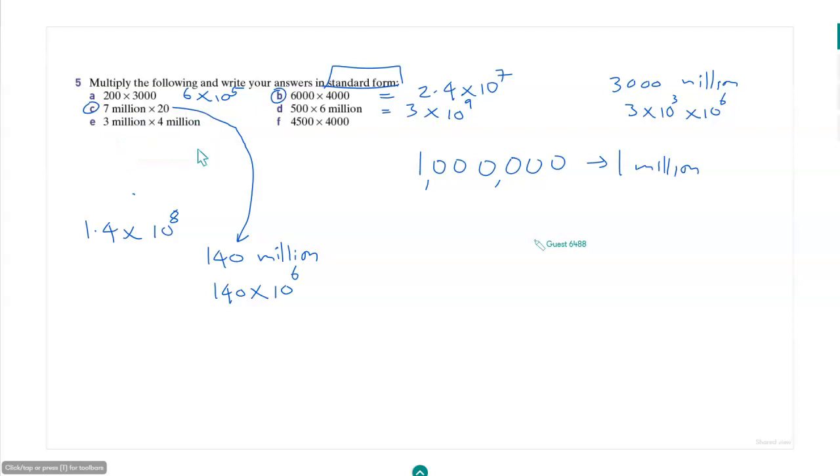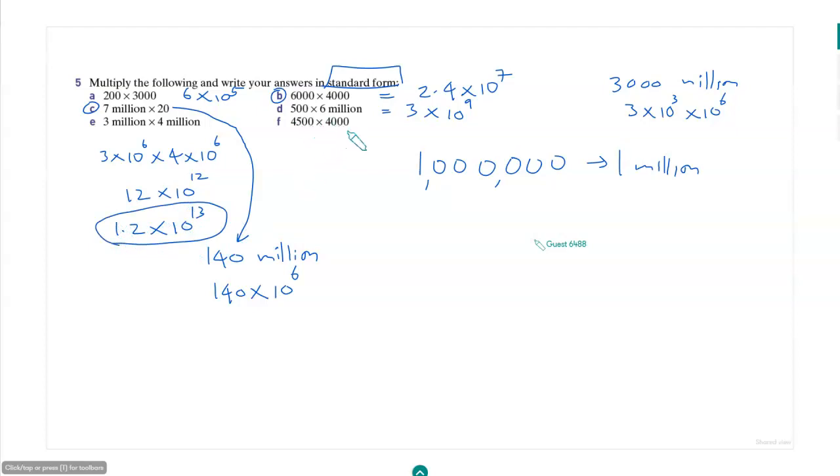See, whenever you find a million, billion and all, just write the power of 10 for that. So 3 million means 3 times 10 to the power of 6. And then 4 million is 4 times 10 to the power of 6. So what will be your answer? 12 times 10 to the power of 12. But this is not in standard form, right? Yes, so 1.2 times 10 to the power of 13. Good. So that's your answer.